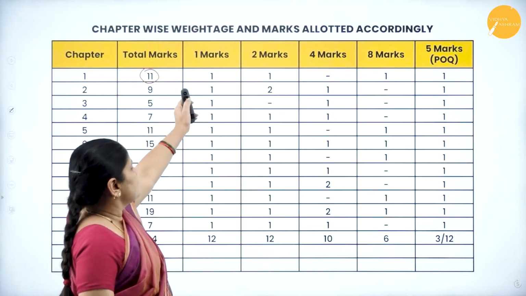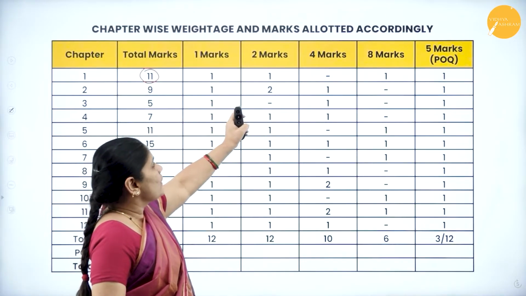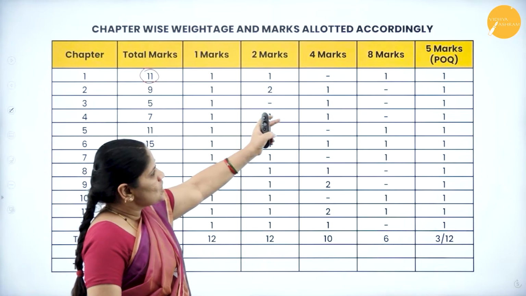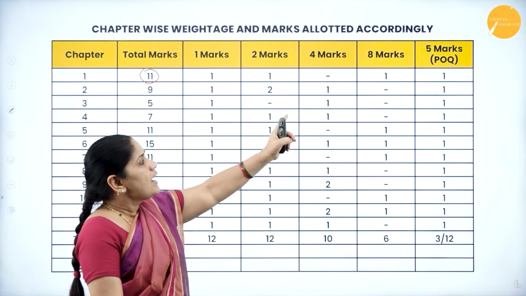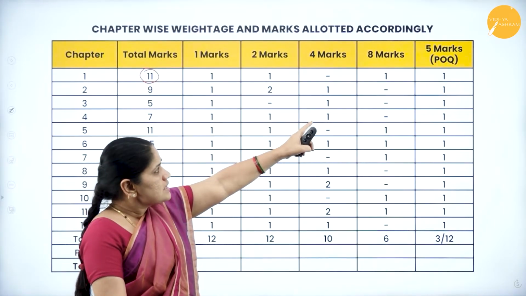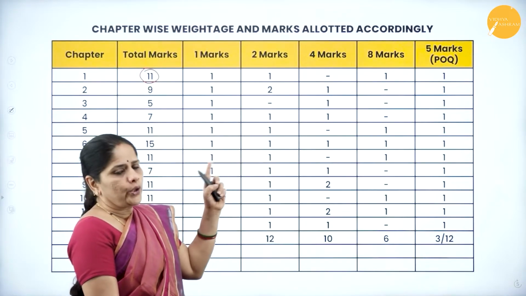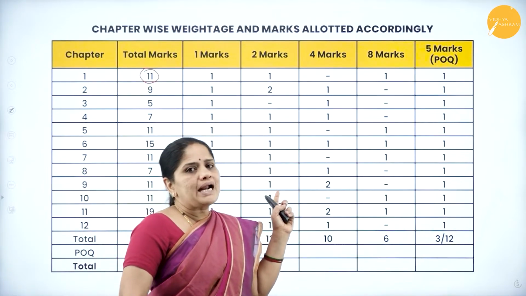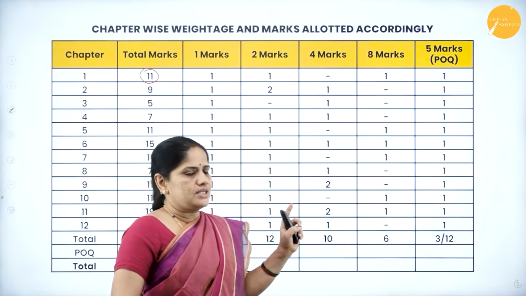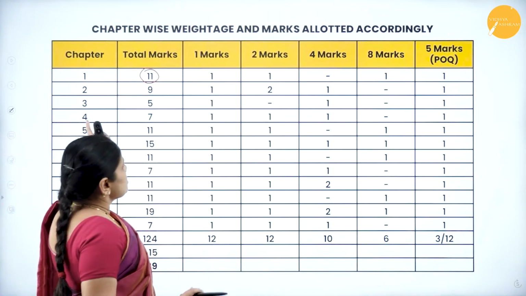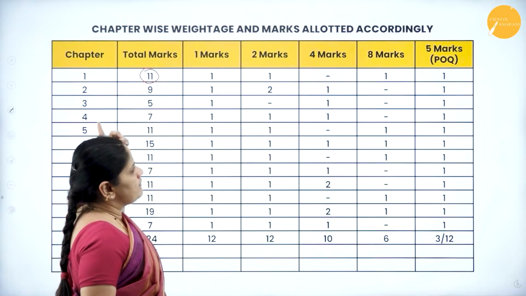Of which, for 1 mark, we have 1 question; 2 marks, 1 question; 8 marks, 1 question; and 5 marks, 1 question, that is the POQ. POQ means practical oriented questions. All this adds up to 11 marks.